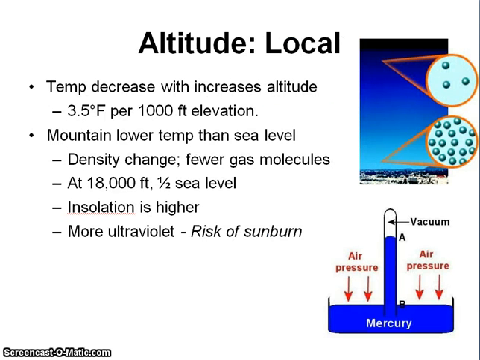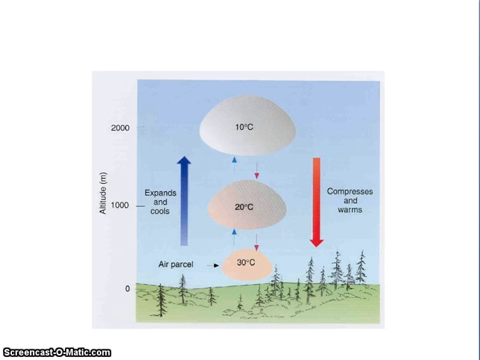Altitude is the third temperature control, and remember in chapter 2 we talked about this little diagram that as you move higher in altitude, the air pressure is less, and if the air pressure is less, there are fewer molecules. So the density changes as you go higher in altitude. There are fewer molecules to hold the heat. All right. We're going to move down.